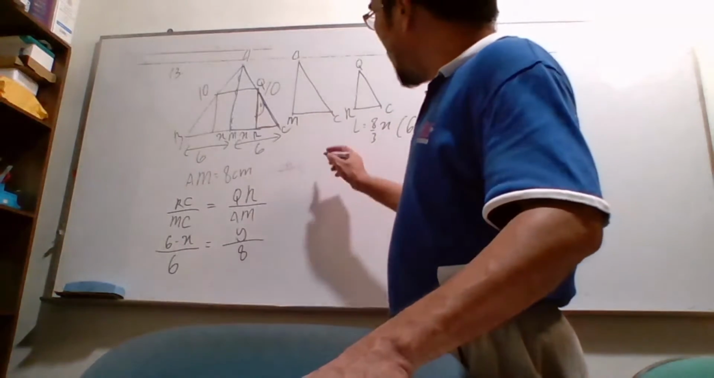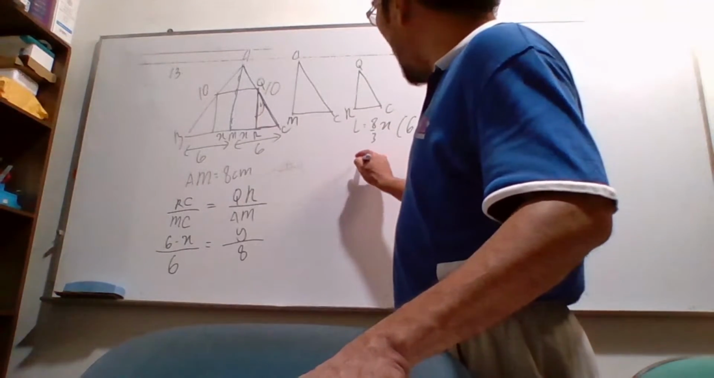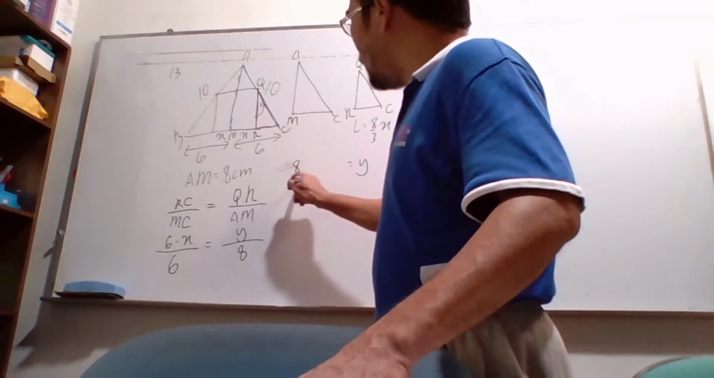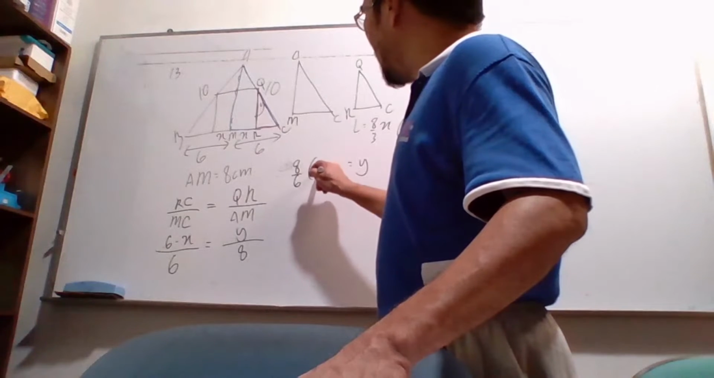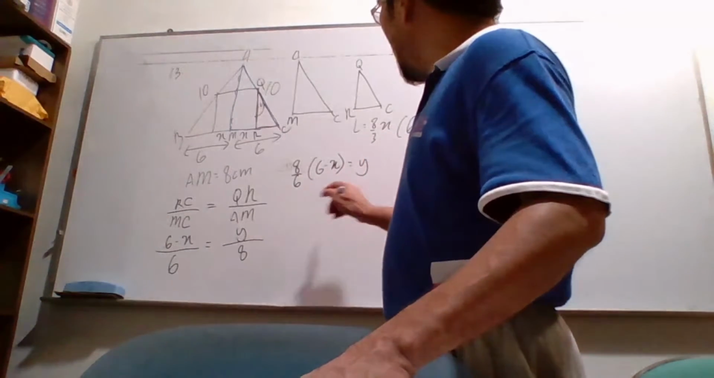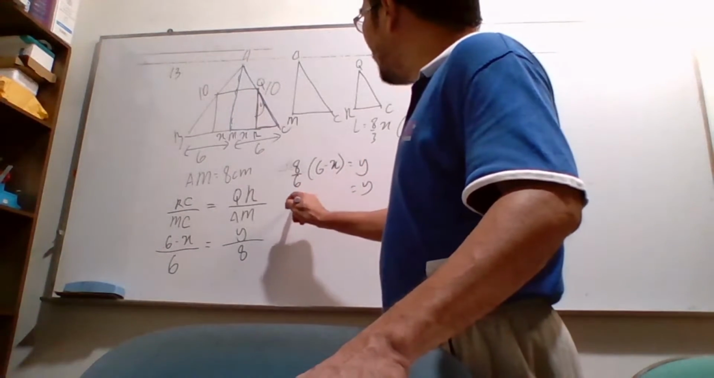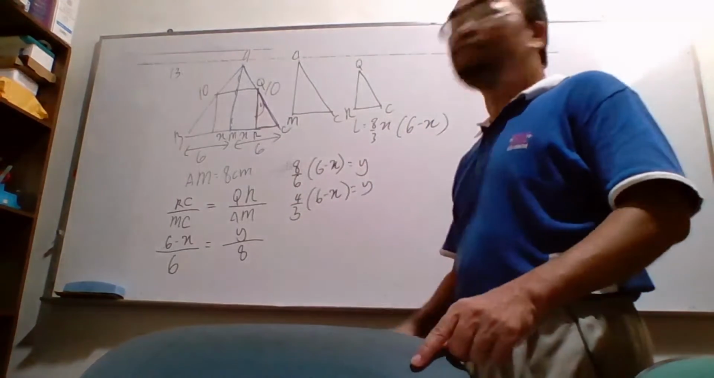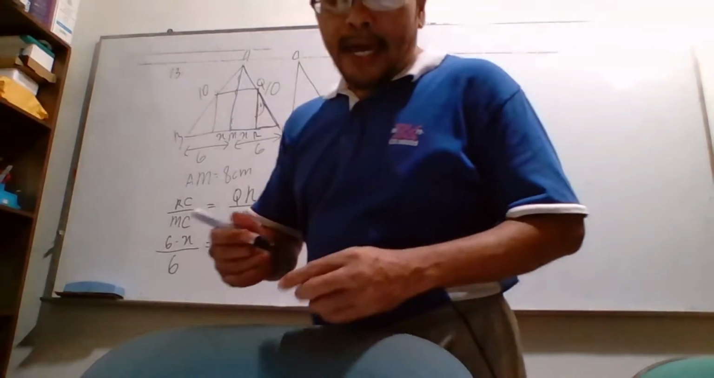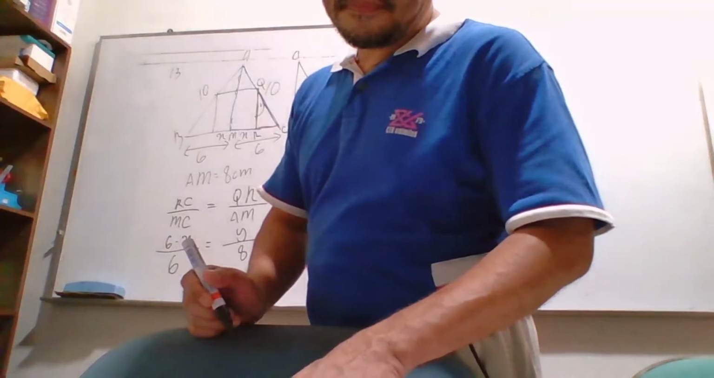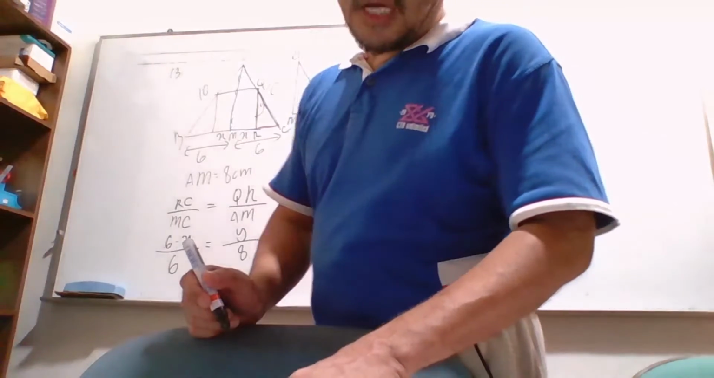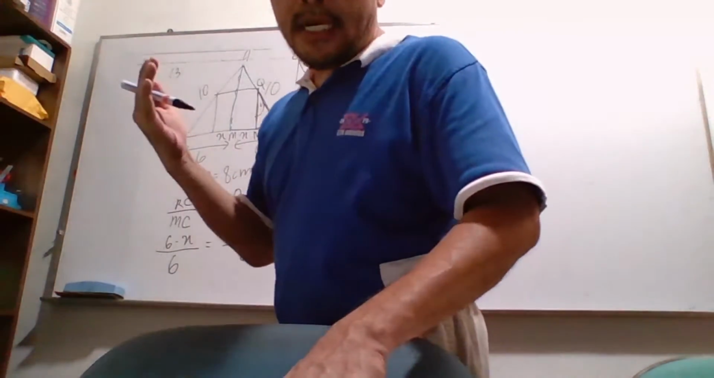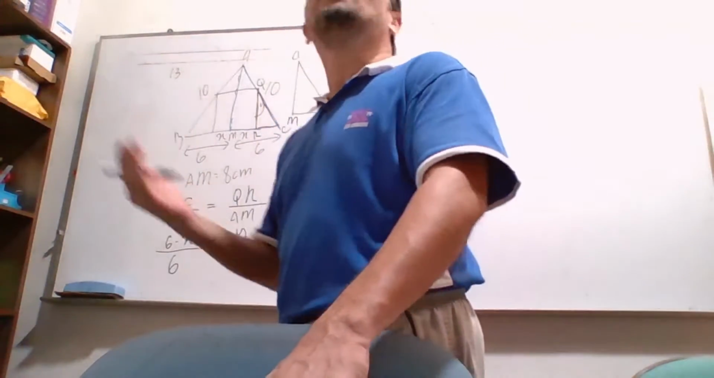So I just leave y on the right side. Then I multiply, so I have 8 over 6 times 6 minus x. Then y simplified, you get 4 over 3, 6 minus x. And for now, that is the expression of y in terms of x.